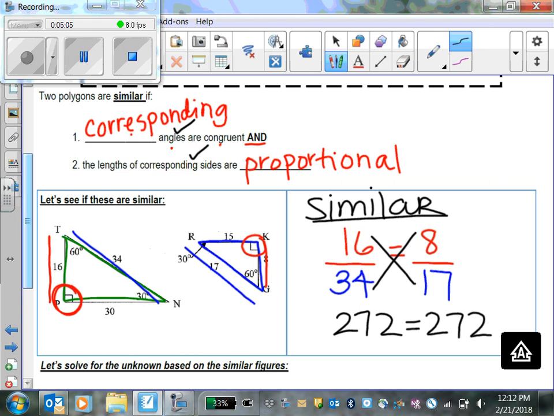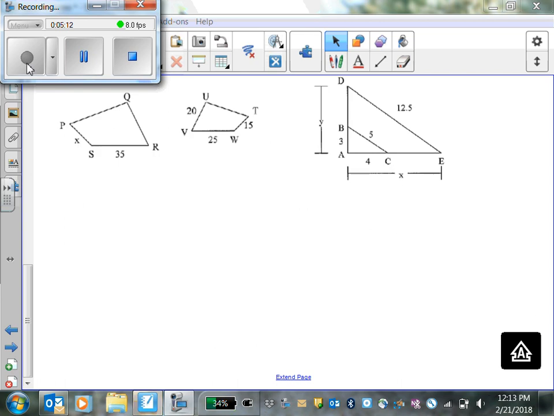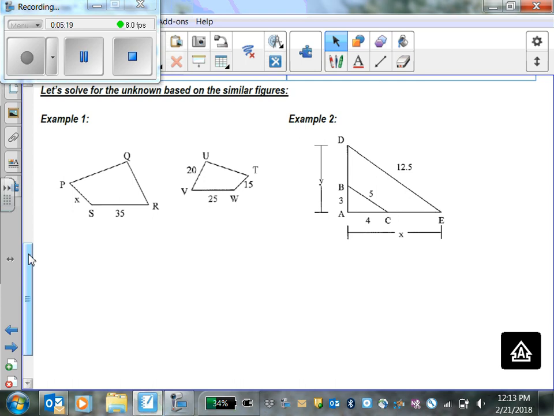If they're proportional, they're going to be similar. Question. All right, this is where it gets tricky. This is where it gets complicated. So if you're given similar figures, so they've told us these are similar, because it says, let's solve for the unknown based on the similar figures.